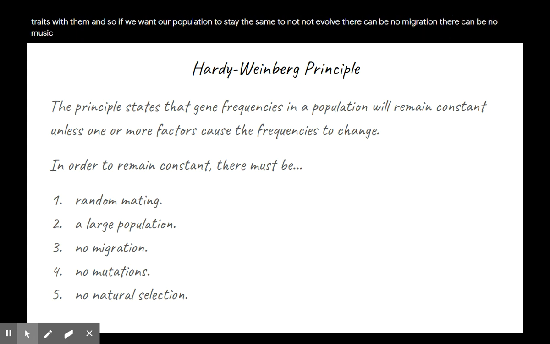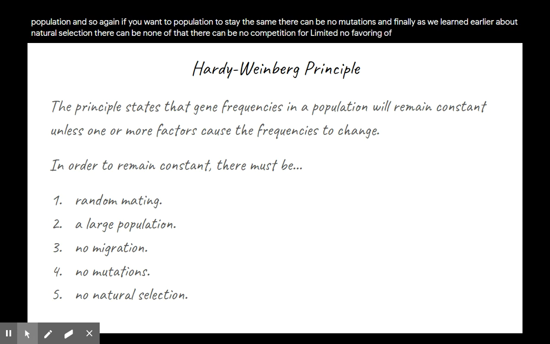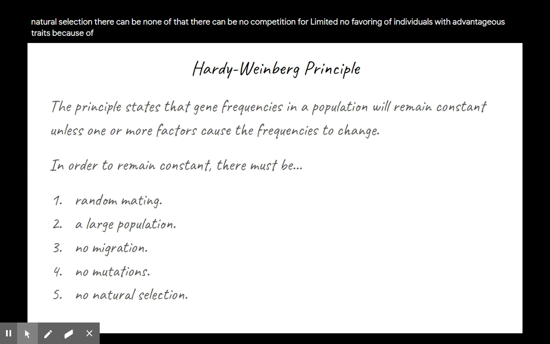There can be no mutations because mutations, they provide change. They provide diversity. They provide difference and variety within a population. And so, again, if you want a population to stay the same, there can be no mutations. And finally, as we learned earlier about natural selection, there can be none of that. There can be no competition for limited natural resources, no favoring of individuals with advantageous traits, because of course that too causes change as generations come and go.